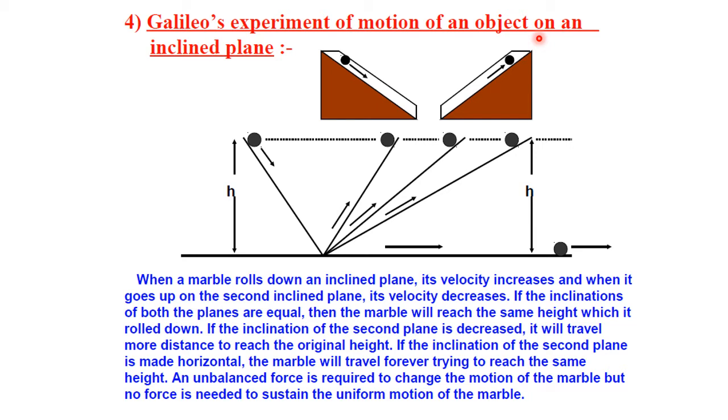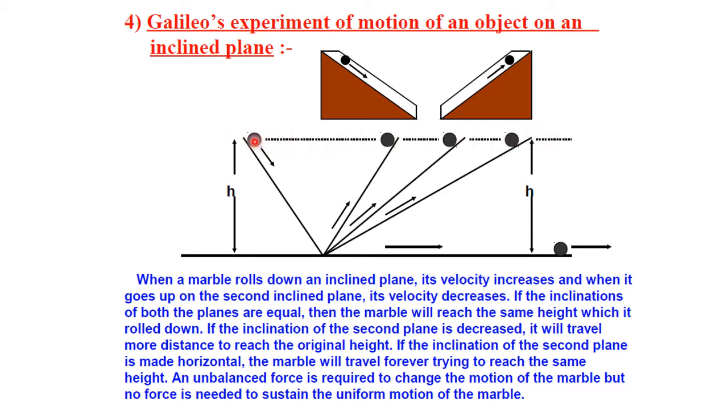And if the inclination of the second plane is made horizontal, horizontal means straight, then what will happen? It will move forever trying to reach the same height. That means if it comes from here, it will reach the same height. If the height is reduced a little bit again, then it will try to move further. In this way, you can see it will try to cover the same height. Can you see this one? They are all at the same height.